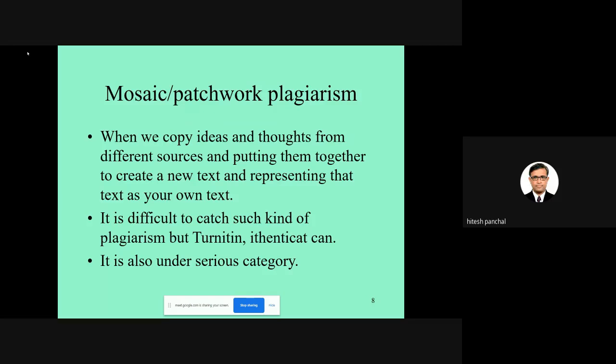The 4th one, mosaic and patchwork plagiarism, that I have already told you. If you take ideas from 3 or 4 different sources, combine them and present a new idea as your own research work, that is called mosaic or patchwork plagiarism, but it is also unethical. And some software like Turnitin Authenticate can also detect mosaic or patchwork plagiarism, and it also comes under the serious category.